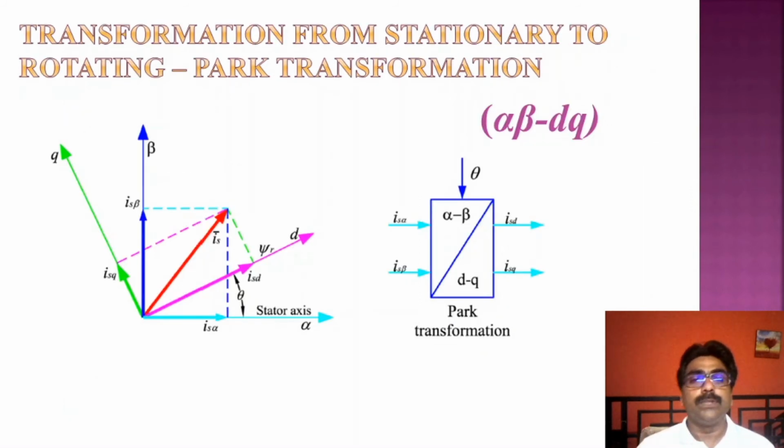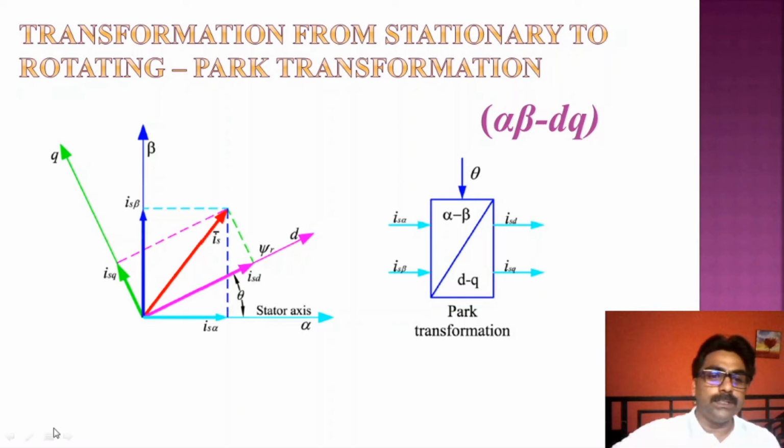Now we are going to discuss the Park transformation. Park transformation is nothing but converting that reference frame into a rotating frame. So what we have seen, as I mentioned before, the ABC frame is converted into the alpha beta frame, where the three-phase system is converted into two-phase. Again, the alpha beta stationary two-phase frame is converted into a rotating frame. That is what is being done here.